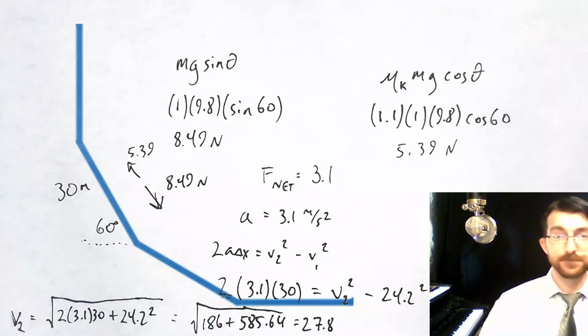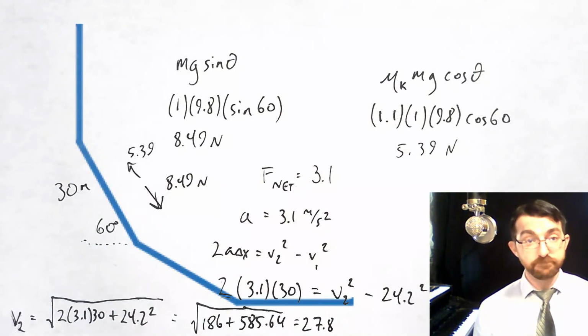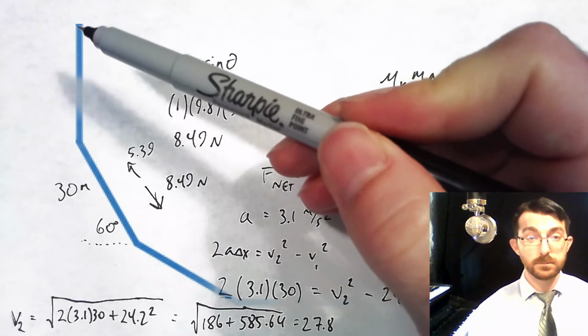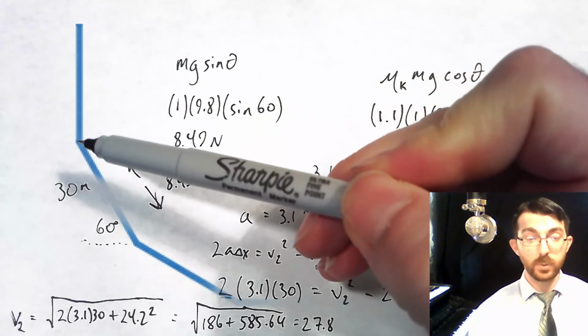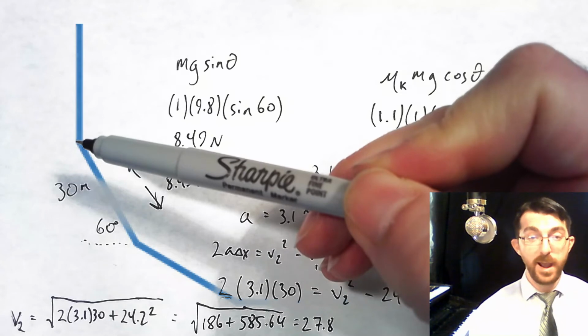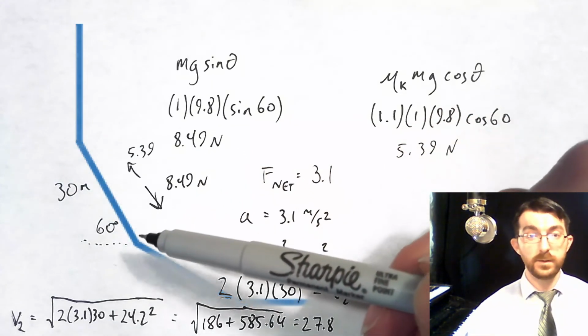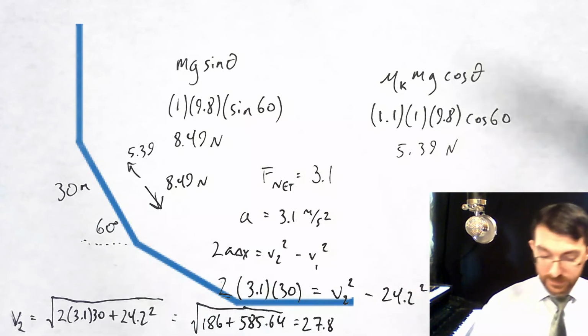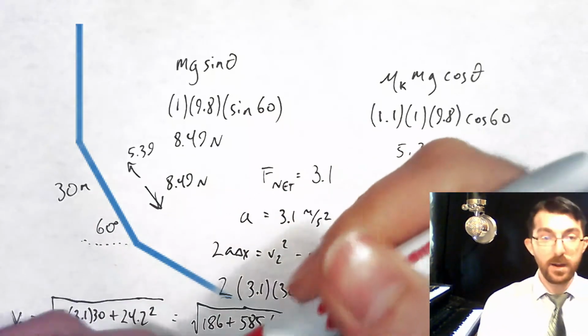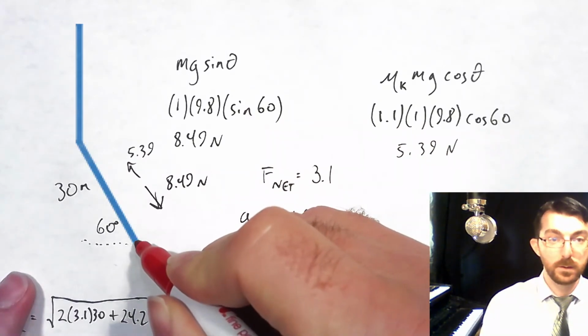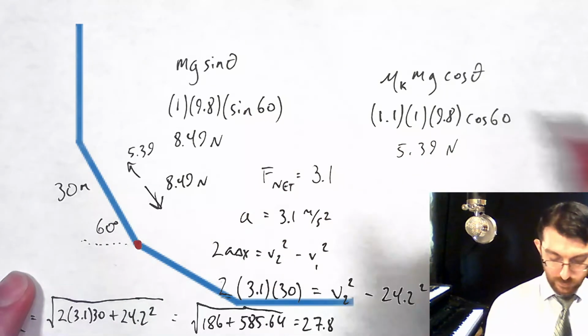All right. Well then, so we started at velocity of 0, accelerated to 24.2, and then accelerated to 27.8. That's the velocity right there. I'll mark it again in red just like I did the last one. 27.8.